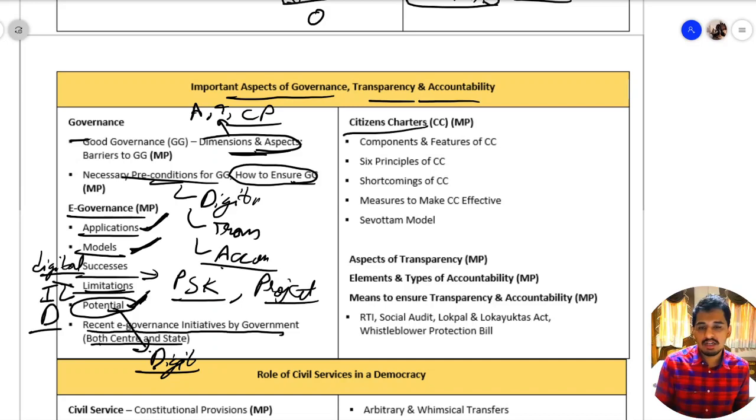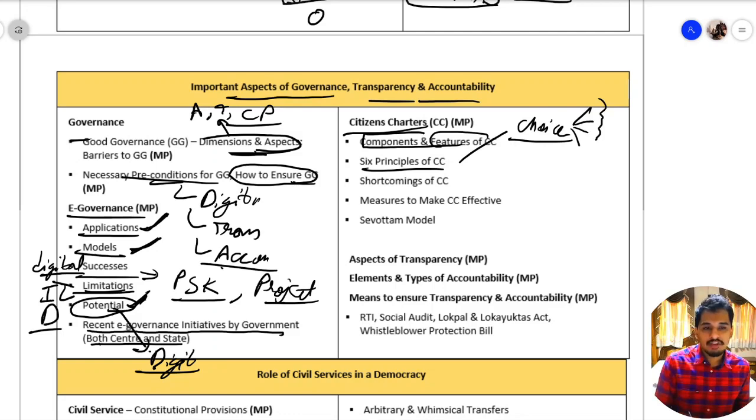Then we have citizen charter. What are the components and features of citizen charter, and what are its 6 principles? One of the principles is that the consumer must have choice, so he or she should be able to choose from a variety of service providers whenever possible. Then he should get value for money. Okay, so like this there are 6 principles.